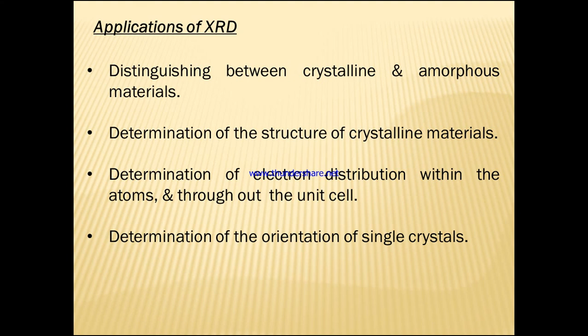Based on the angle and the intensity of these electrons, we can have an analysis of that. So more energy should be there for the electrons, so that we can analyze the material very easily here. The determination of the orientation of a single crystal can be done by using this XRD technique. This is what we have with respect to the advantages, applications, as well as limitations of XRD.